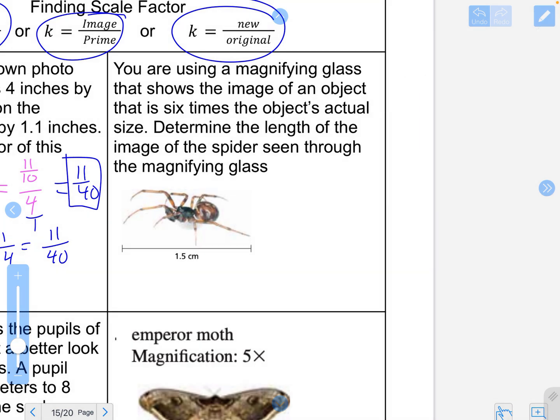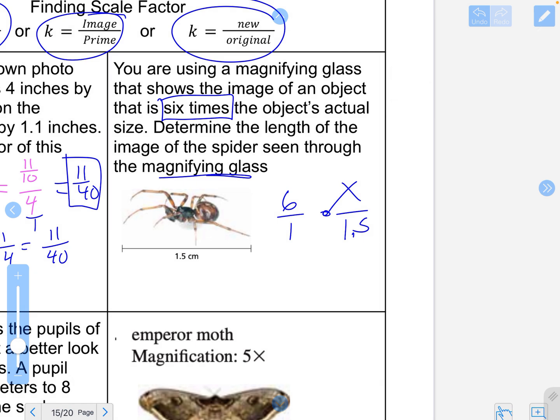So you're using a magnifying glass that shows the image of the object as 6 times the object's actual size. So to determine the length of the image through the magnifying glass, it's 6 over 1 because the new image, or the new picture, is 6 over 1. So the regular ant, or yeah, that's a spider, is 1.5. And we're looking for that number there.